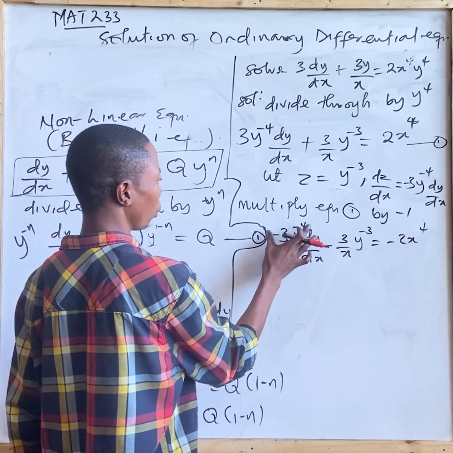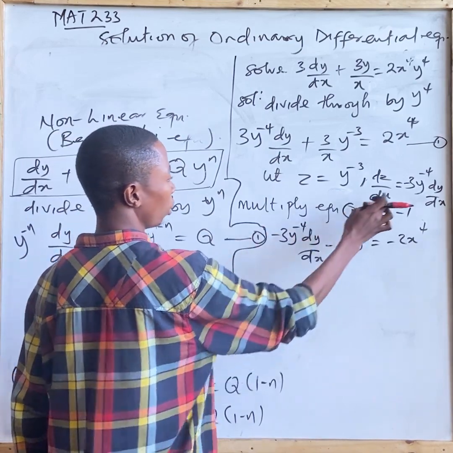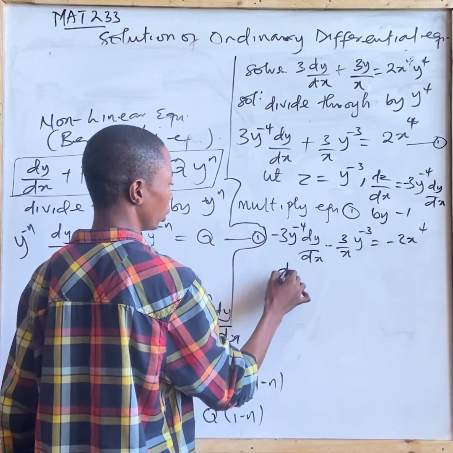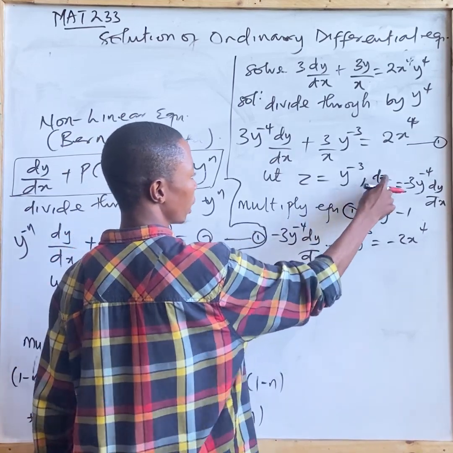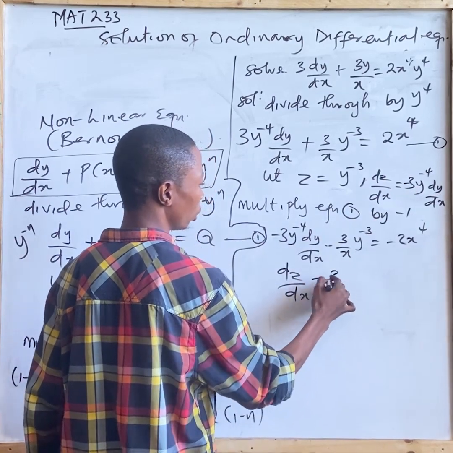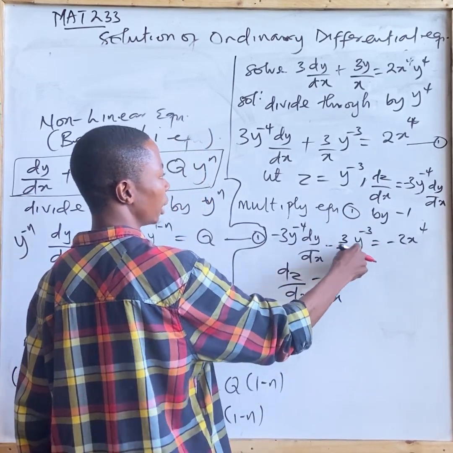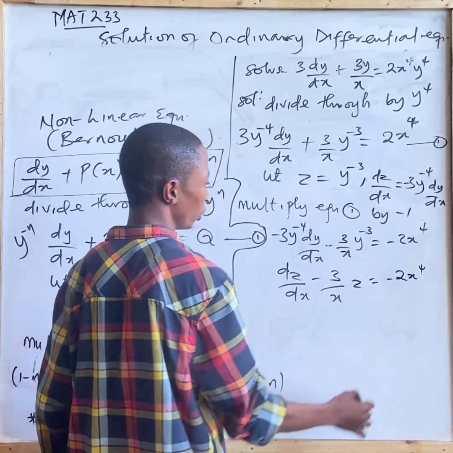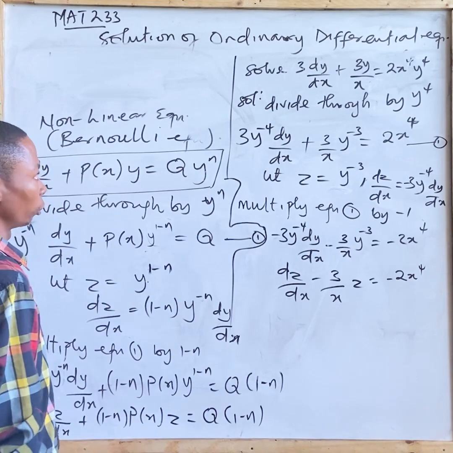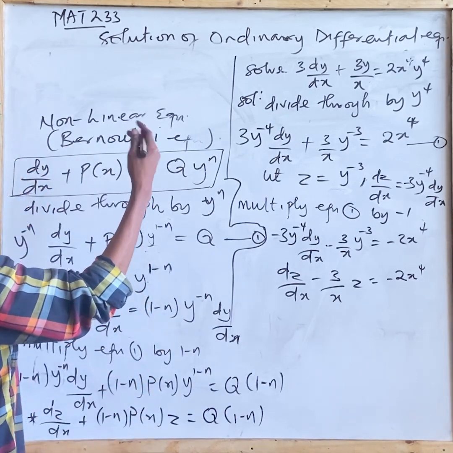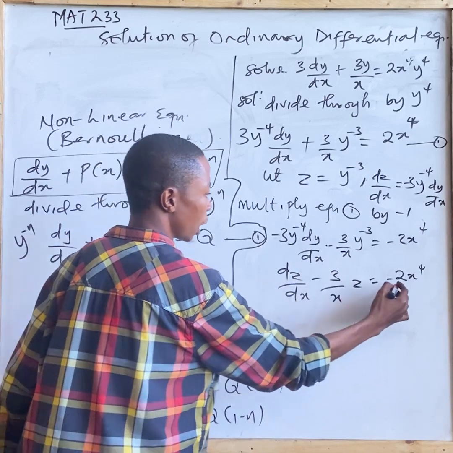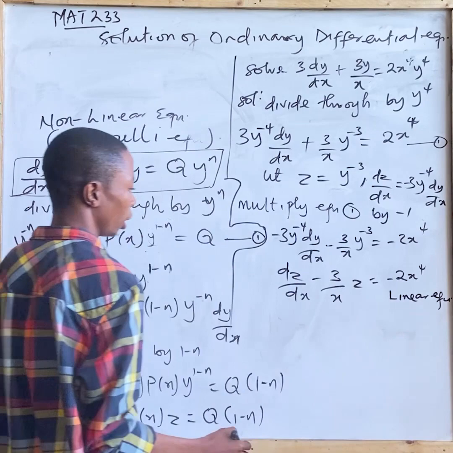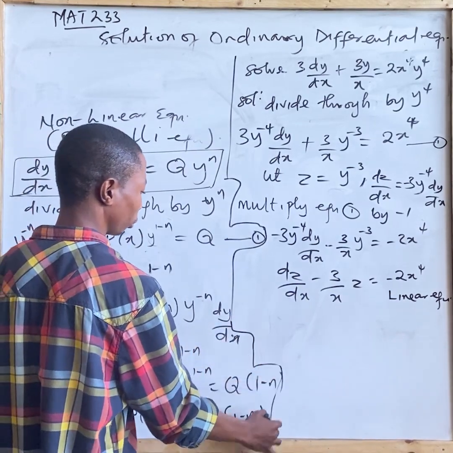So from here now, we've gotten what we need, minus 3y^-4, minus 3y^-4. So everything here is now dz/dx, because dz/dx is this. Minus 3 over x, y^-3 is z, equals minus 2x^4. So this is now a linear equation. Don't forget our linear equation is dy/dx plus P(x)y. So this is now a linear equation. And then how do we solve linear?